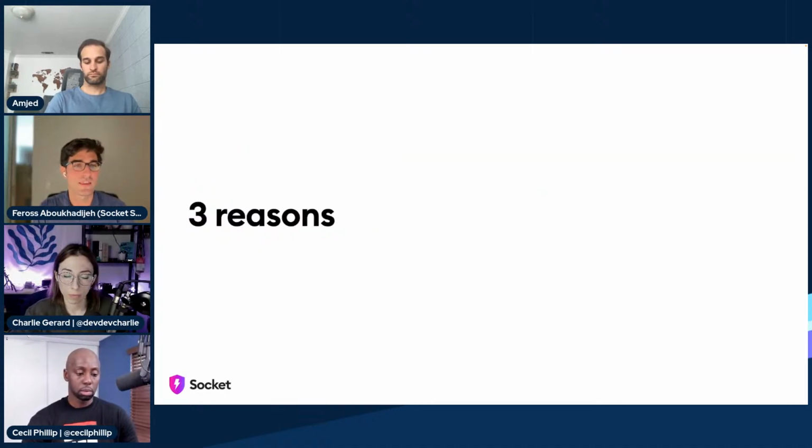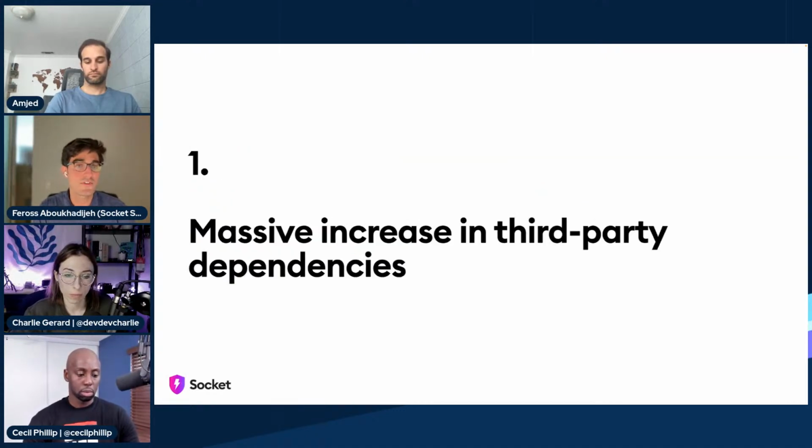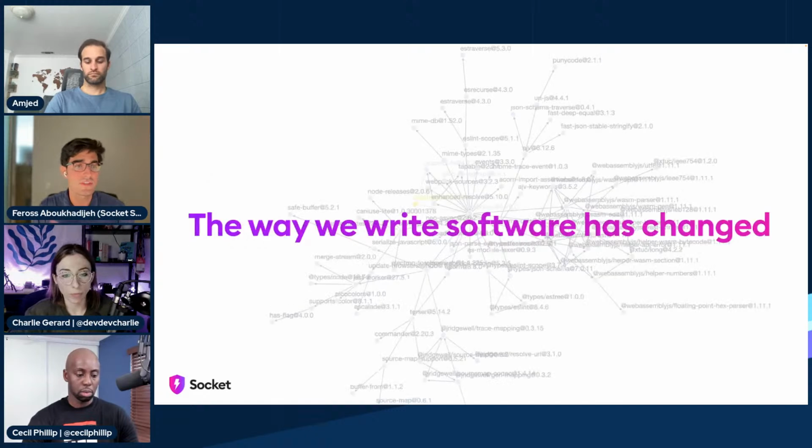So there's really three things I think to focus on. The first is we just have a massive increase in the number of third-party dependencies that we are using. This is really because of the way that we write software changing. Whether it's, like I said before, the cloud or APIs that we're using, or even no-code tools, and obviously open source, no one is really writing their software from scratch anymore.